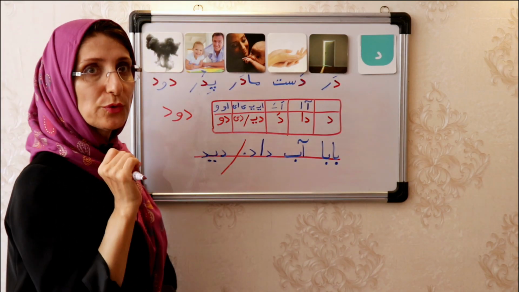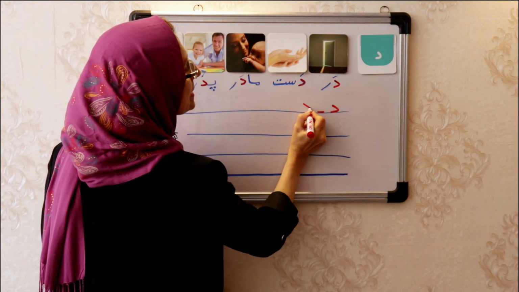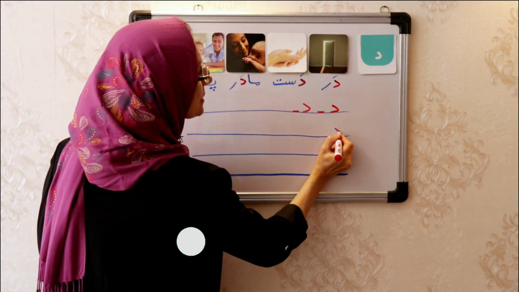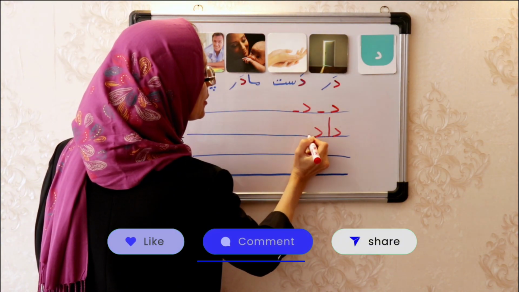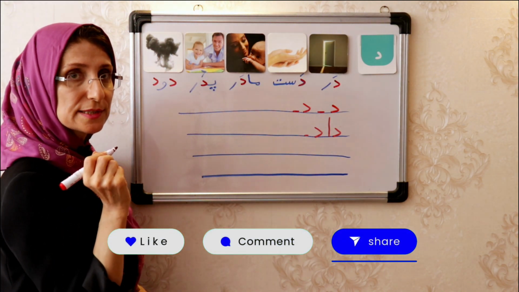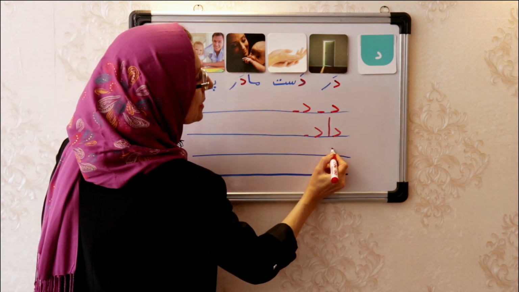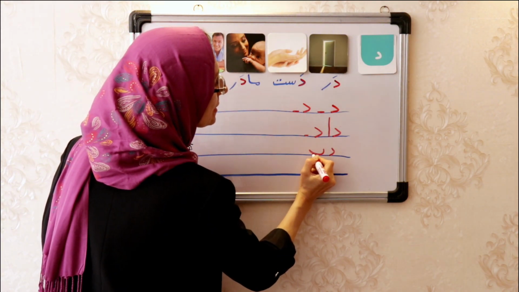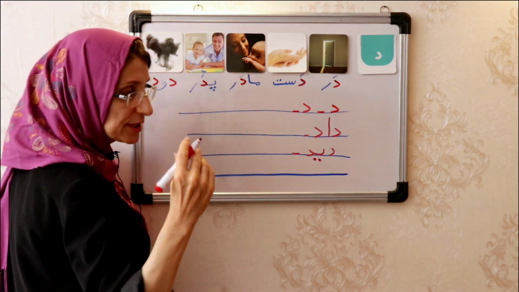Now, let's go to give you your homework. Write one line, the D. One line, dad. Dad means gave. Past tense for to give. One line, did. Look at how I connect the D to the previous sound.